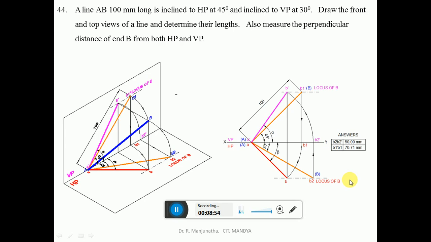Now we need to find out the perpendicular distances in the top view as well as in the front view. So to find the top view, we need to consider the front view true length. That is the true length in VP, which means it should be parallel to VP. So A is in VP. So for the point B1 to be parallel to VP, it should be projected onto the XY line because A is in VP. So B1 should also be on VP.